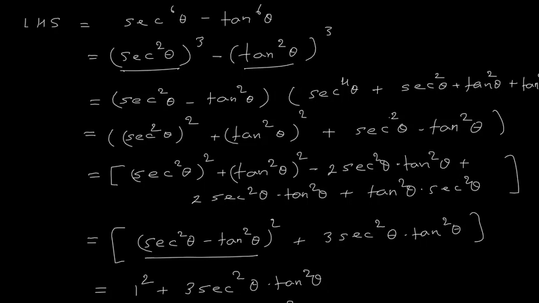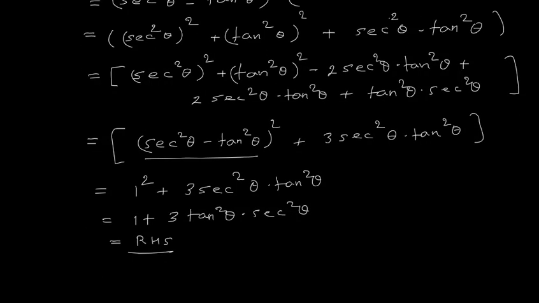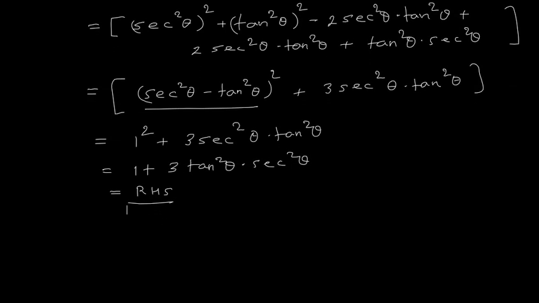So that will become sec square theta the whole square plus tan square theta the whole square plus sec square theta tan square theta. Now I want 1, so for that I need sec square theta minus tan square theta again. So we have done one adjustment. We have added 2 times sec square theta tan square theta and subtracted 2 times sec square theta tan square theta. That gives me sec square theta minus tan square theta the whole square in one bracket. So this bracket will become 1 and this is 3 sec square theta tan square theta, as this is the addition of 2 sec square theta tan square theta and tan square theta sec square theta. So finally our answer is 1 plus 3 sec square theta tan square theta.